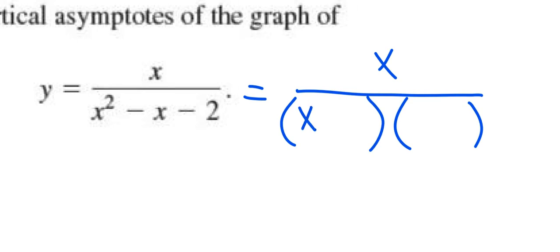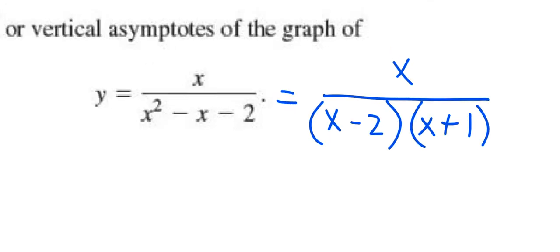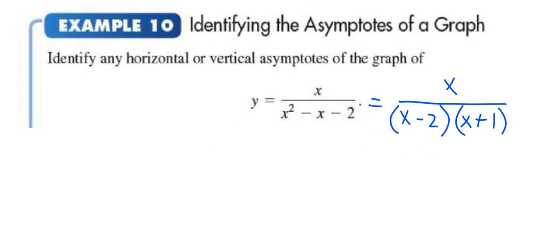So what do you got down there? X and X. Any thoughts out there on factoring the denominator? Yes, Mr. Fields. Giving credit to the wrong kid, I apologize. But you are right. X minus 2 and X plus 1. That may come in handy.